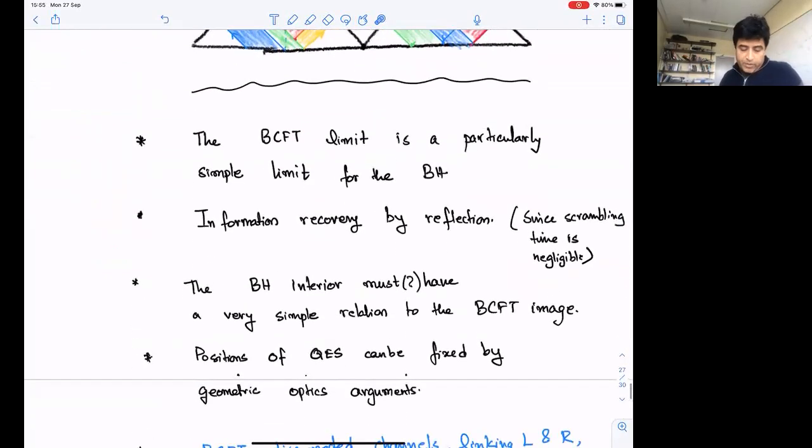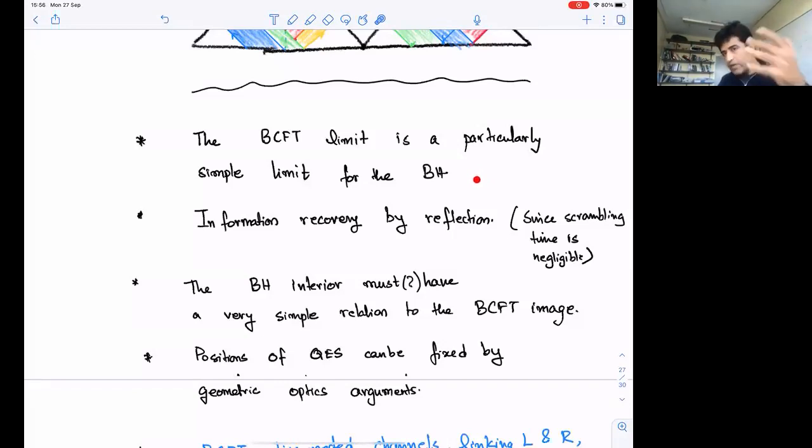Okay, so I'll summarize here and end here. I think I've used up all my time, surprisingly. The BCFT limit is a particularly simple limit for the black hole. The reason this limit is particularly interesting is because we have a starting point, an anchor point, to talk about this microscopic BCFT picture and relate it in a one-to-one way with the black hole picture.